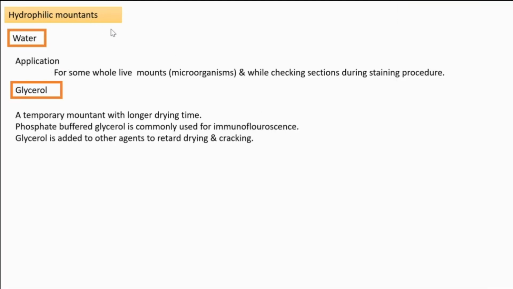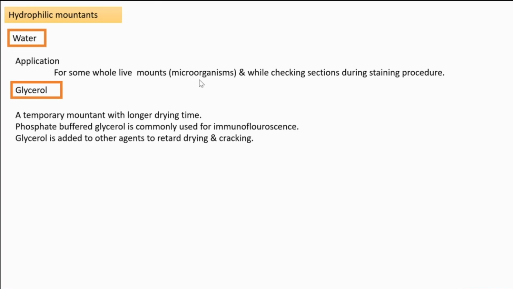Next are hydrophilic mountants, mainly water and glycerol. Often we use glycerol. In our lab also we use glycerol as a mountant. So water also can be used as a mountant in some situations. In which situations do we use water as a mountant? For observing live mounts of microorganisms.